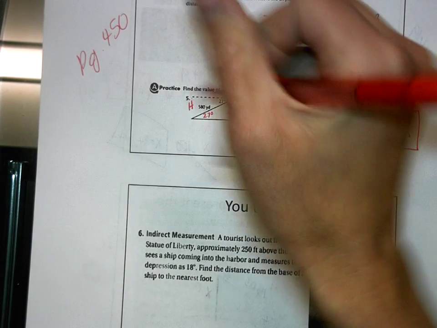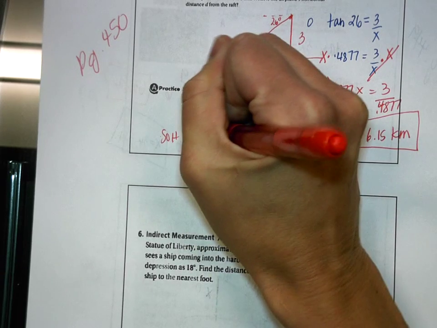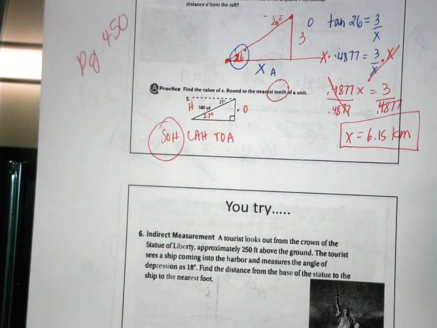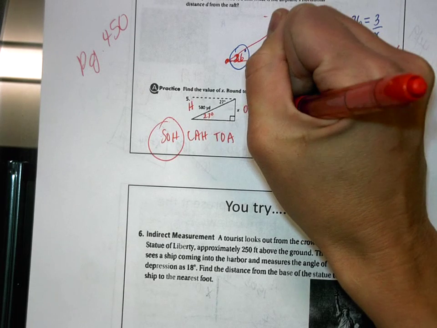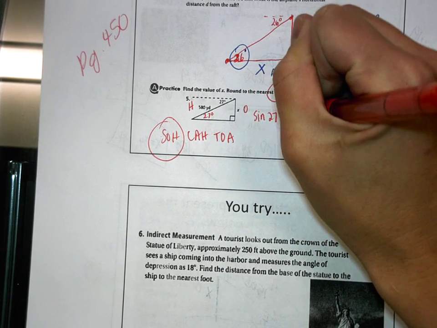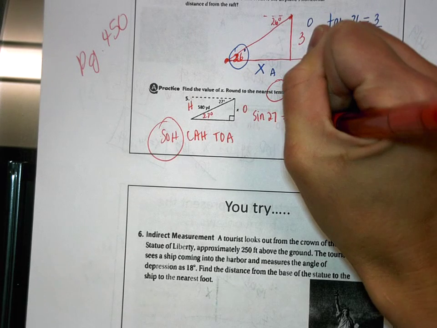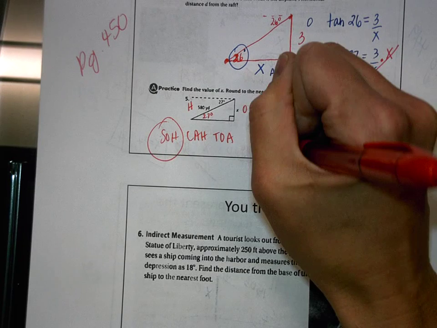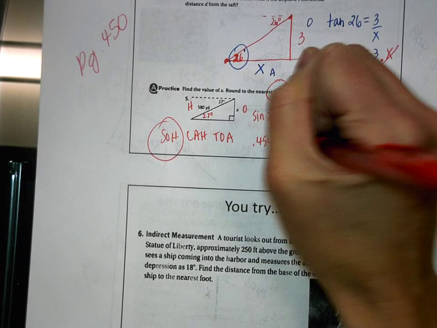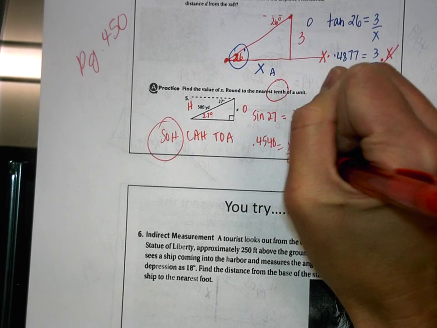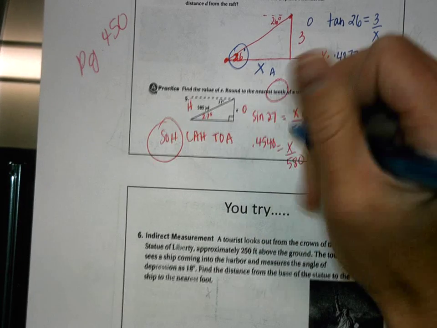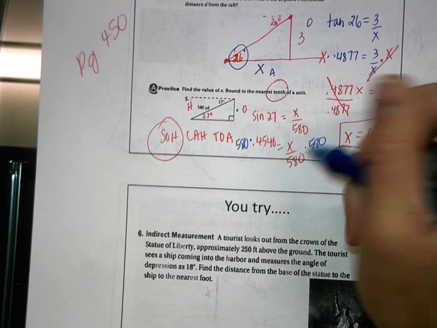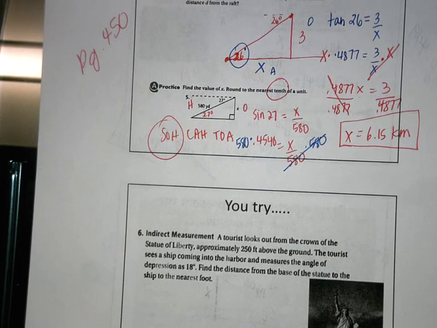So if we look at SOHCAHTOA, we can see that we have O and H, which is with your sine. So it should have been sine 27 equals opposite, which is x, over hypotenuse, which is 580. What is sine 27? 0.4540 equals x over 580. How do I eliminate the fraction? Multiply both sides by 580. So whatever my denominator is, that's what I multiply both sides by. That cancels.